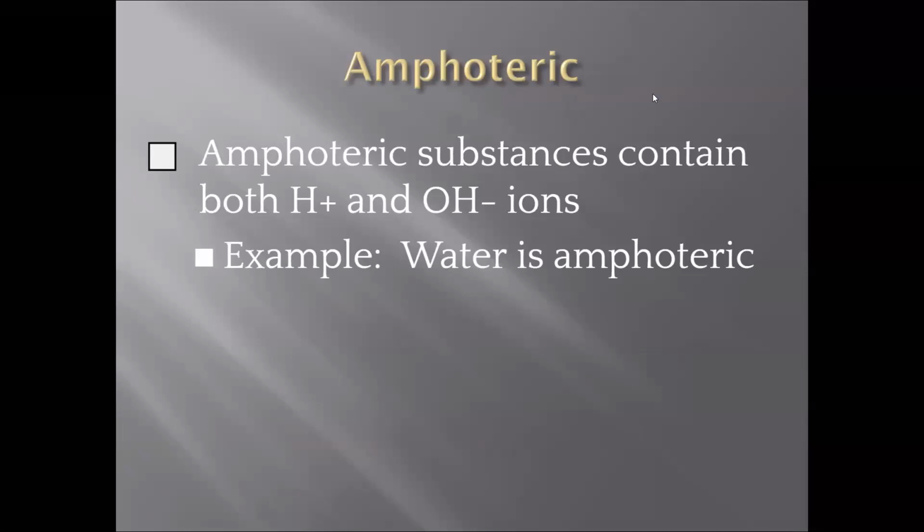All right, our last slide is talking about amphoteric substances. Amphoteric substances are pretty easy to think about. They really just contain both hydrogen ions and hydroxide ions. Water would be the most popular example of an amphoteric substance. You don't really need to know too much about amphoteric substances other than that they exist, and definitely remember that water is one of them, but just really know that they are a thing at this point.